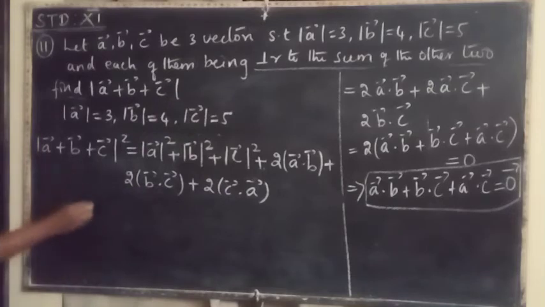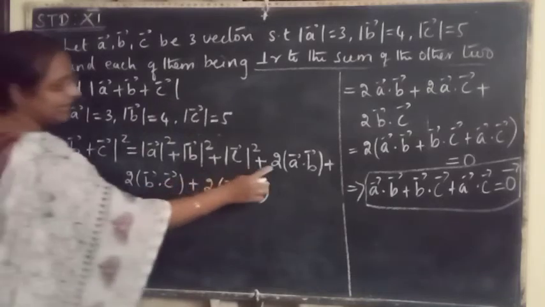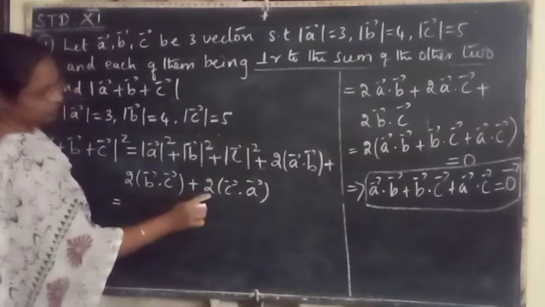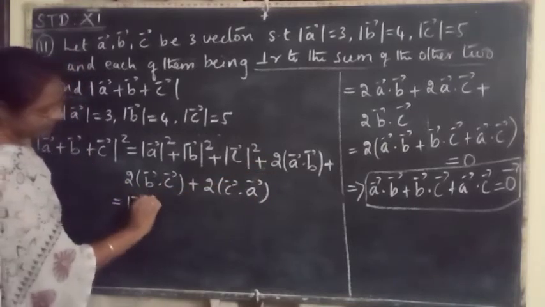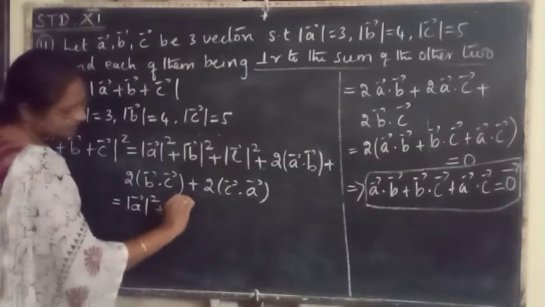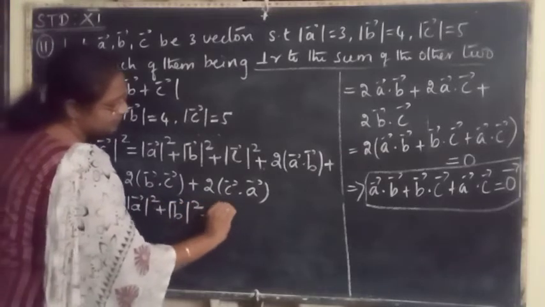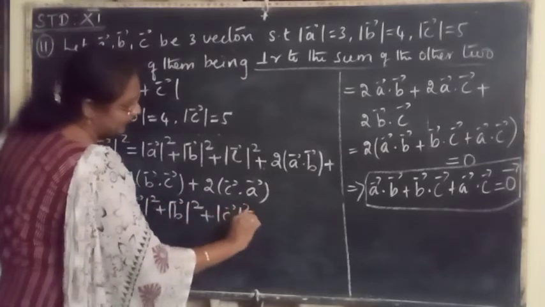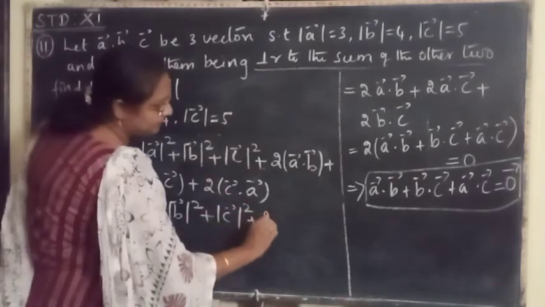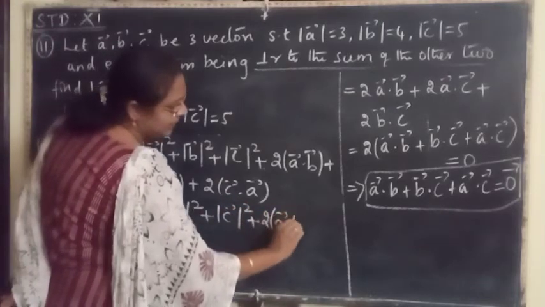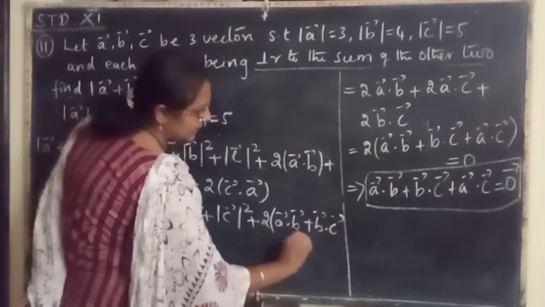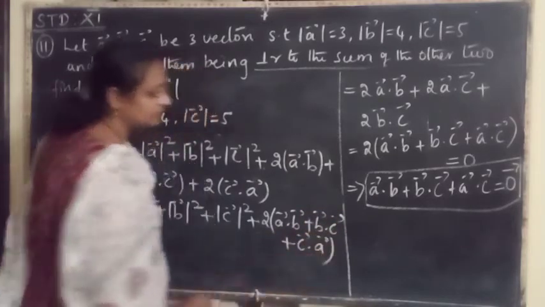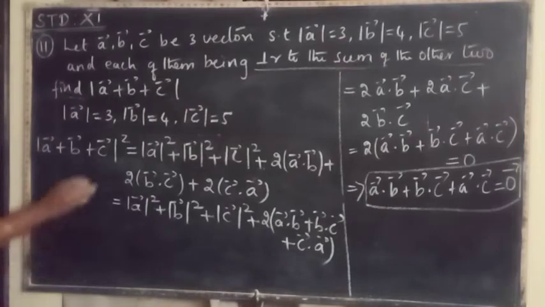Okay. Now look into this. Again, I have 2, 2, 2. So shall I put together this one? So this becomes modulus of A the whole square plus modulus of B the whole square plus modulus of C the whole square plus 2 into the common bracket A dot B plus B dot C plus C dot A. Yes or no? Okay. Now look into this. I am going to substitute the values now.